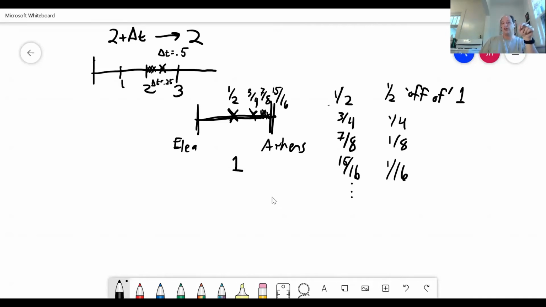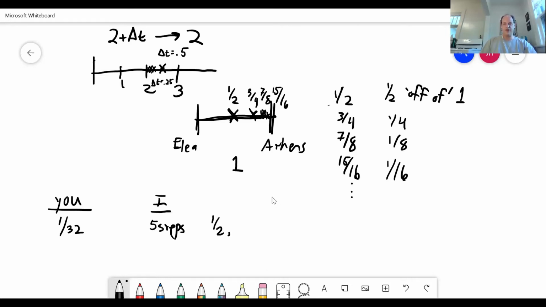You name some tolerance, like 1/32 of the distance from Elea to Athens. And I will name some number of steps such that after that many steps, Zeno will always be within that tolerance of Athens. So you say, I want to be within 1/32 of Elea to Athens distance. I reply with 5 steps. All right, so let's take a look at what 5 steps look like.